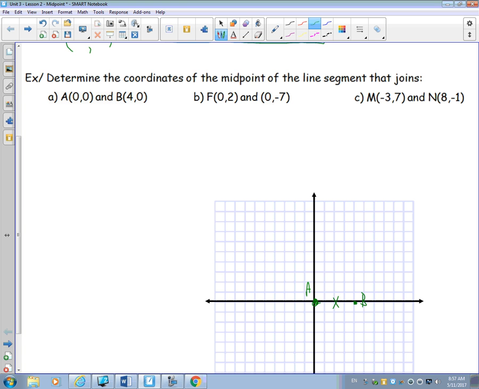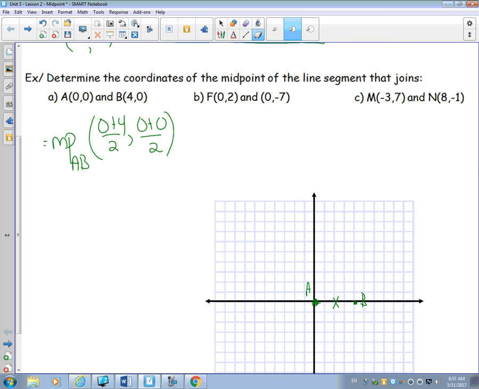Well, if I try the formula, and we're going to use this symbol MP for AB. So midpoint of AB is 0 plus 4 divided by 2, comma, 0 plus 0 divided by 2. Put the equal sign in the wrong spot. Right there. All right, what do I get? I get 4 over 2 and 0 over 2, which comes out to 2, 0, which is that spot right there. Now, I don't know that I really need a formula for that one. That was a pretty easy calculation, but the formula works.